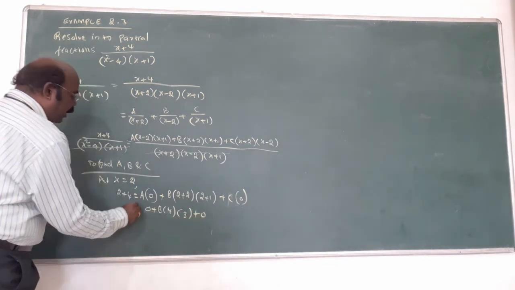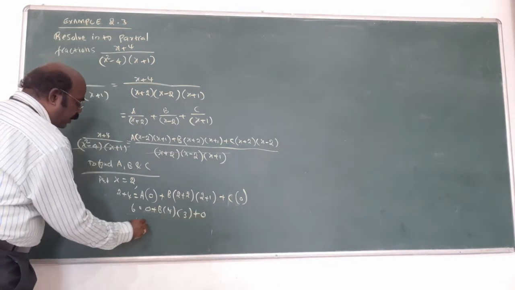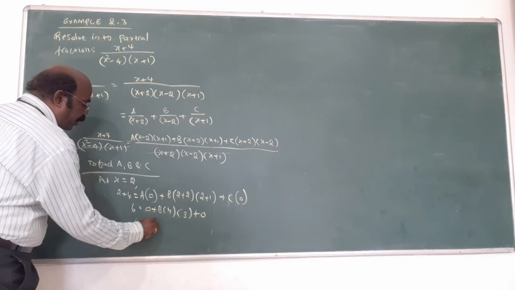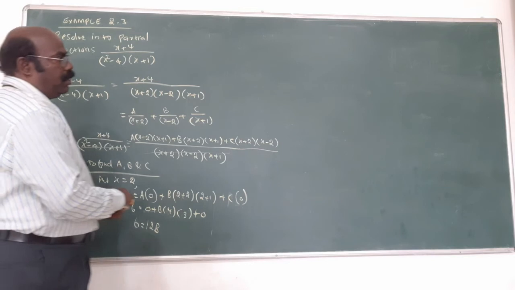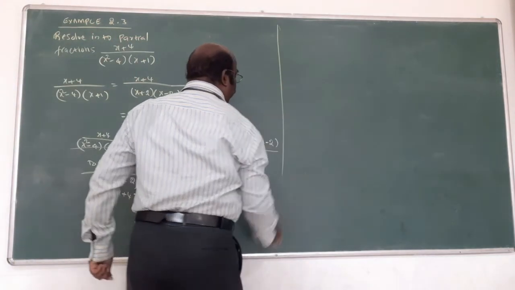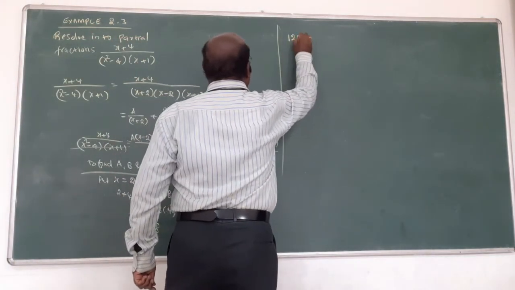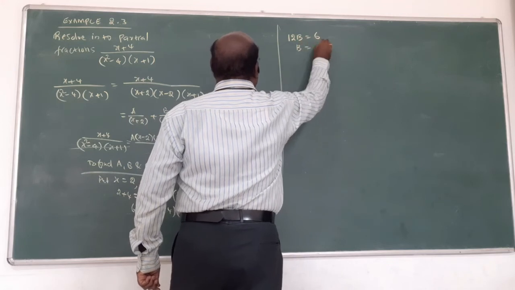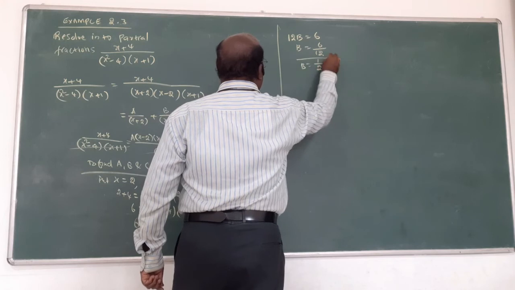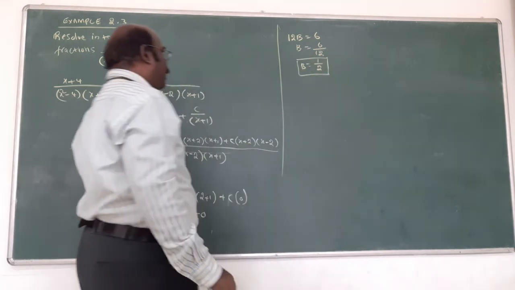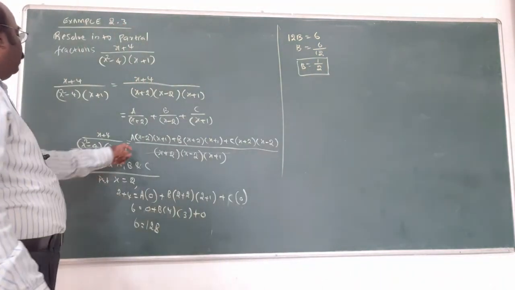Am I right? Here 6. But 6 equal to 4 into 3 is 12b. Am I right? But 12b equal to 6, b equal to 6 by 12, that is 1 by 2. This is the first answer. Am I right?